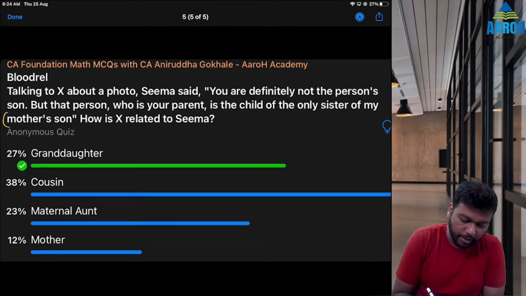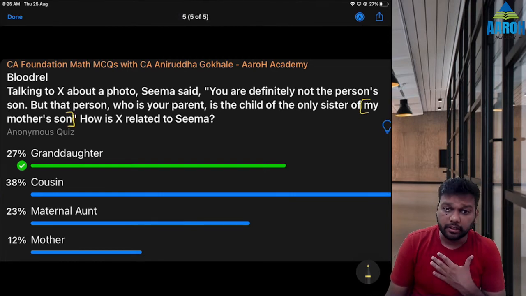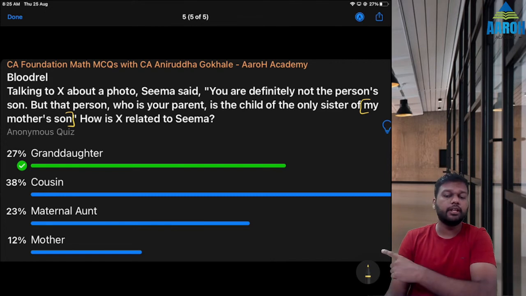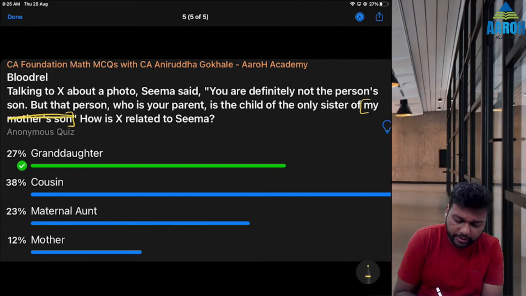Mother's son, my mother's son. Okay. Who is saying this? Seema. Seema is a girl, right? She is saying my mother's son. That means it must be her brother, right? So instead of my mother's son, let's write my brother.